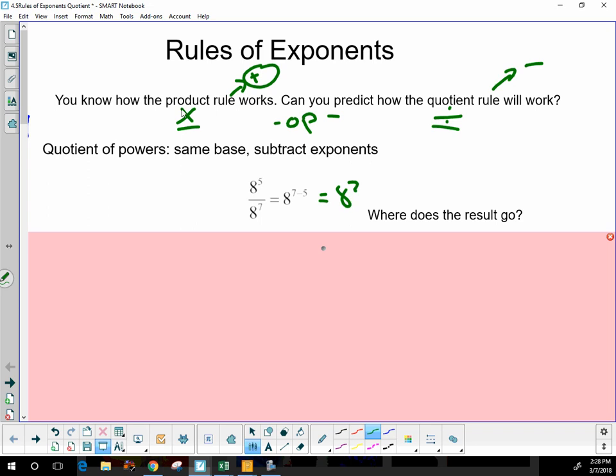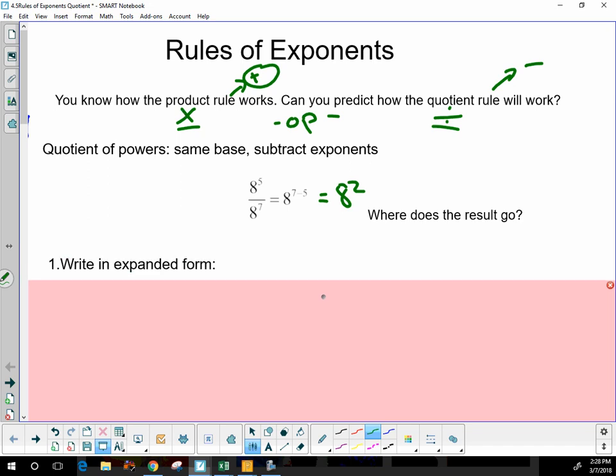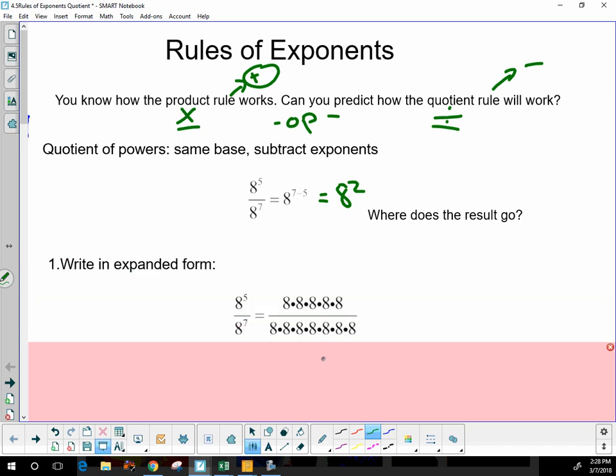But where does that result go? Where are these extra two 8s going to go? Are they going to go on the top? Are they going to go on the bottom? So we're going to have to take the long way to think about that. And the long way is going to be so helpful. You're going to love it. I will encourage that and demand that of you until you get really, really good. And once you can do all of these without writing them out perfectly, then you can stop writing them out. But until then, we're going to use writing it out as our little training wheels.